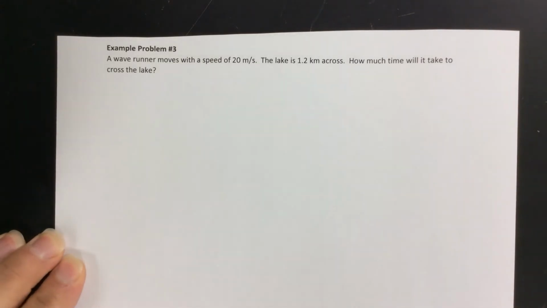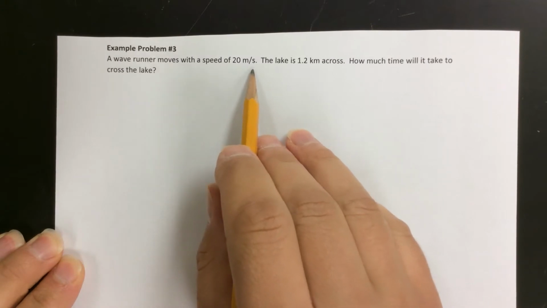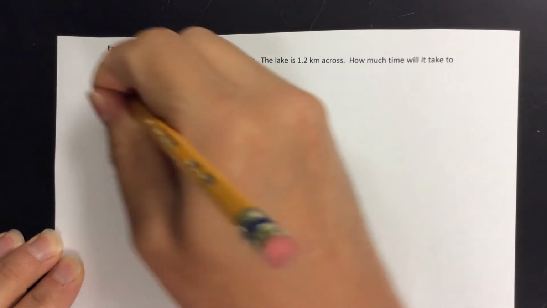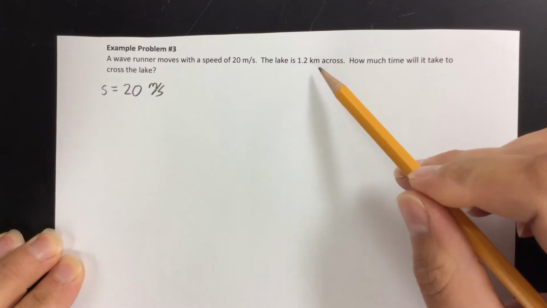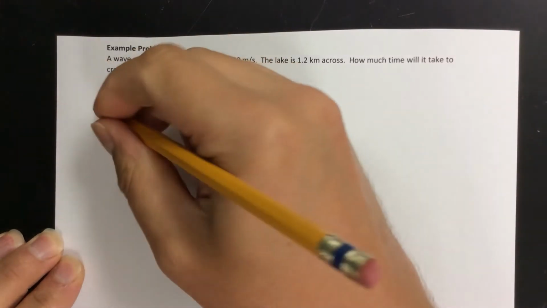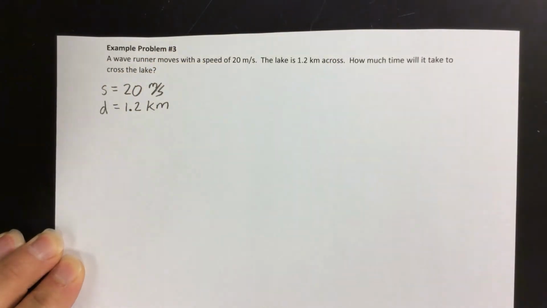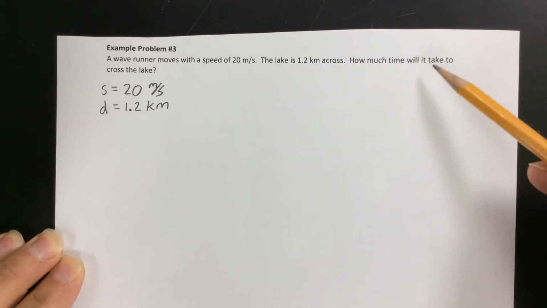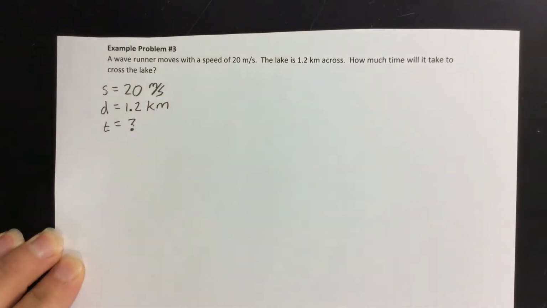So let's start by listing what we know. First, it says it moves with a speed of 20 meters per second. Well, I know speed is represented with the letter S. So that's our speed. Next, it says the lake is 1.2 kilometers across. Well, I know that's the distance that the wave runner has to travel. So I put D equals 1.2 kilometers. And finally, it asks how much time will it take? Well, that means the time, or T, is our question mark. That's listing what we know.